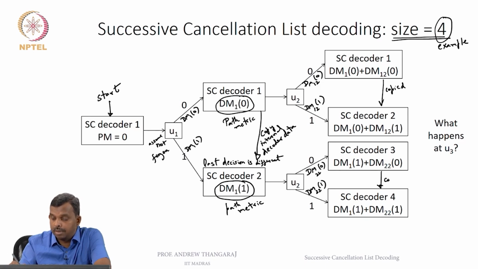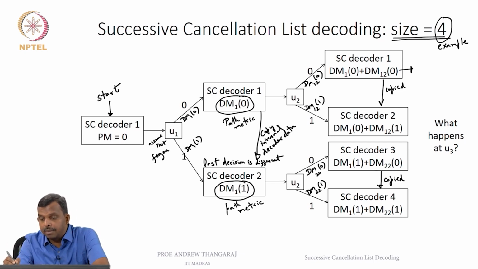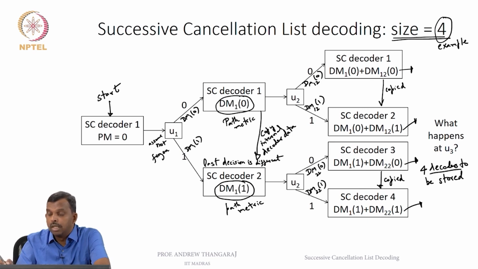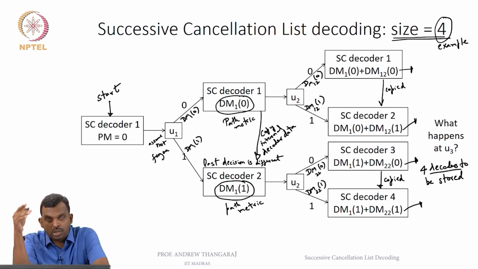These are all copies. So, you will copy the first decoder to get the second decoder, which will be renamed as the third decoder, and you will copy it to get the fourth decoder. Remember, these 4 path metrics have to be maintained, and 4 decoders have to be maintained and stored. When I say decoders are stored, all the internal information, the L values that are flowing from top to bottom, the U cap values that are flowing from bottom to top, and the states have to be copied and retained in these 4 decoders.